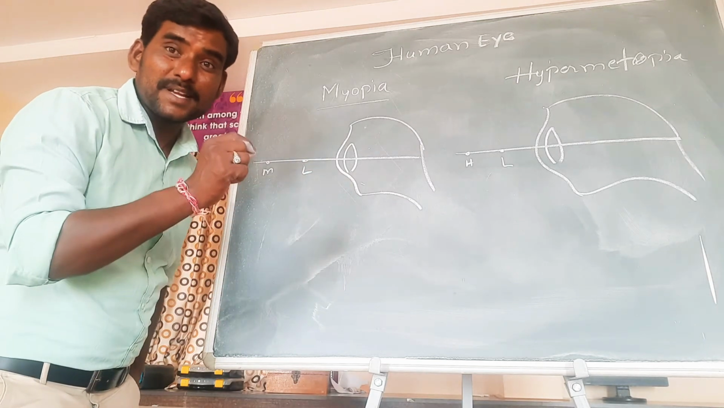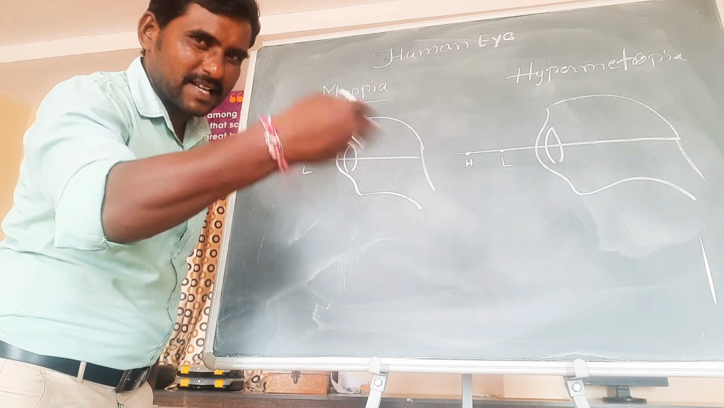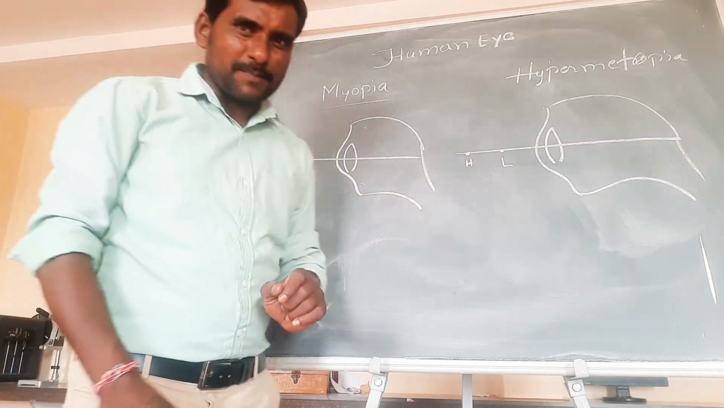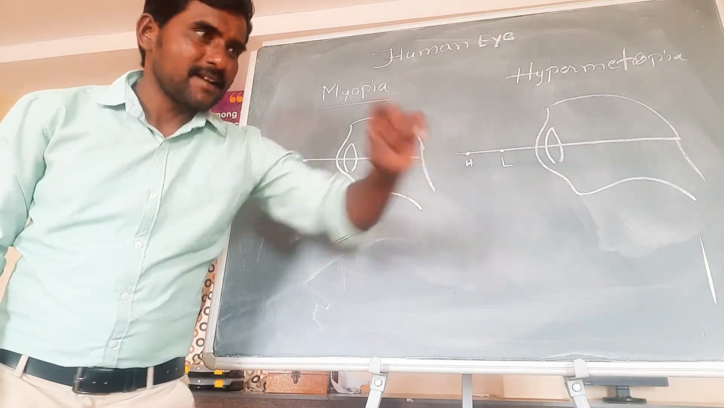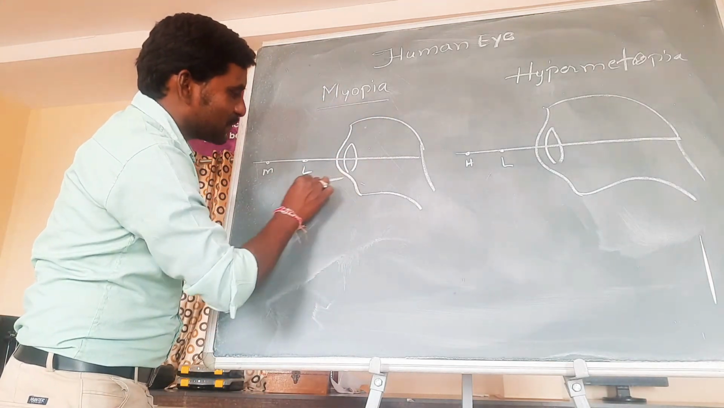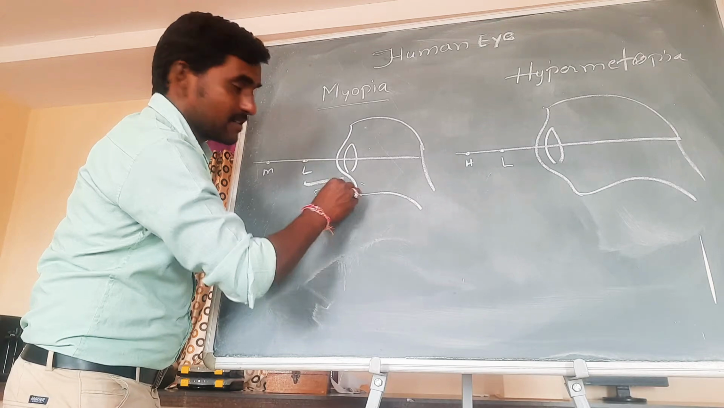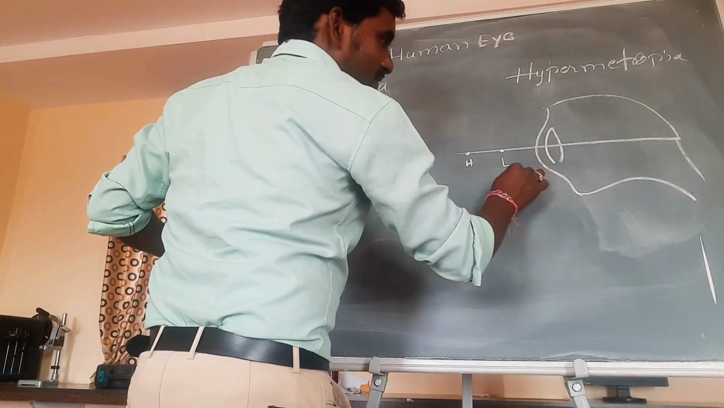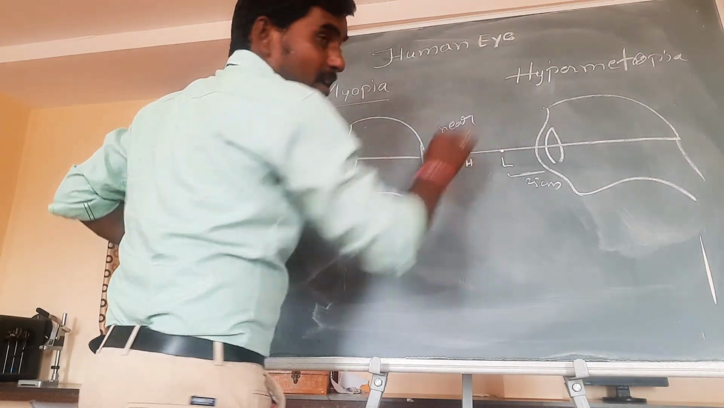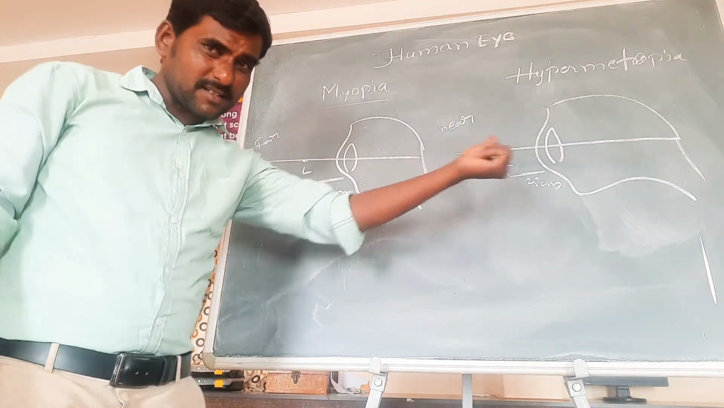Myopia means the person who can see near objects clearly but not far objects. Hypermetropia means the person who can see far objects clearly but not near objects. Near means this L, L is the least distance of distinct vision, 25 centimeters on average. Least distance is always 25 centimeters. H is called the near point. M is called the far point. This is the far point, that is the near point.